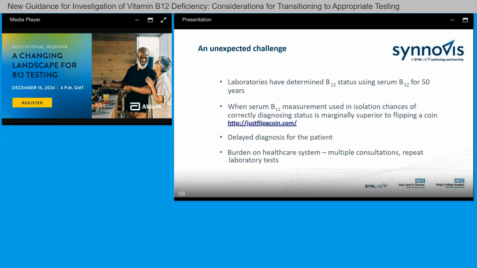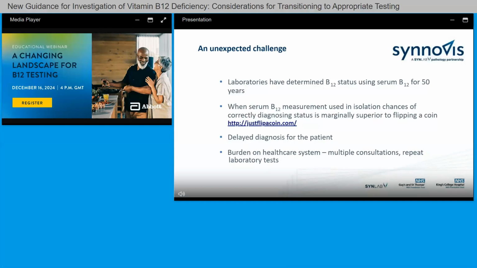So some of us may think that this is an unexpected challenge because laboratories have been determining B12 status using a serum B12 assay for more than 50 years. But in some situations, when serum B12 measurement is used in isolation, the chances of correctly diagnosing B12 status is only marginally superior to flipping a coin, heads for deficient, tails for replete.